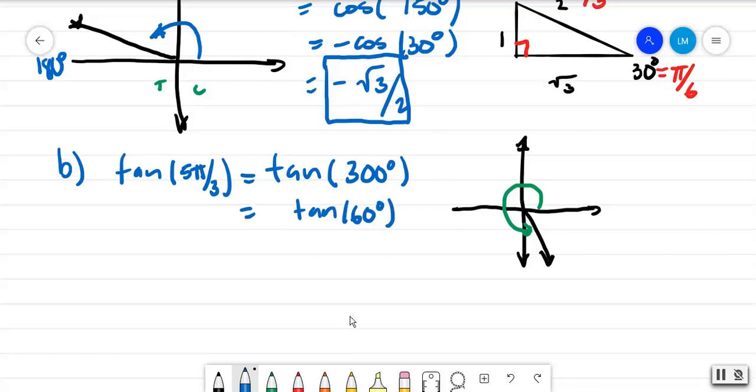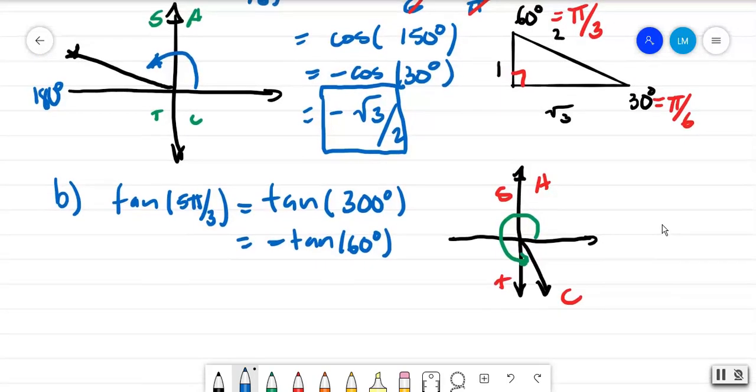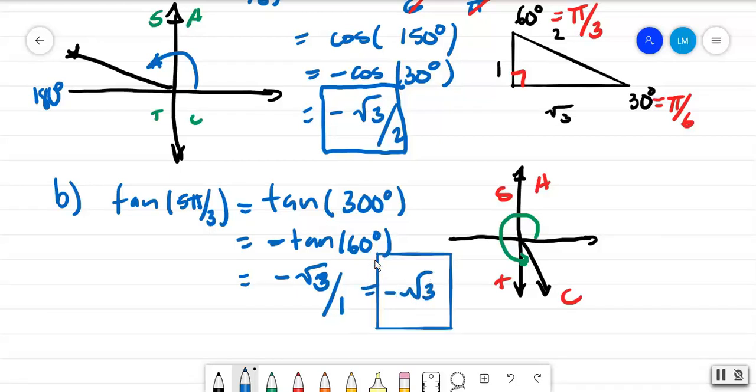But you remember that I mentioned that all students take calculus? That means that it's actually going to be negative. So now I have negative tangent of 60, which if we look at our diagram over here, we have opposite over adjacent is root 3 over 1. So that's going to be negative root 3 divided by 1, which is negative root 3. And then that's it.